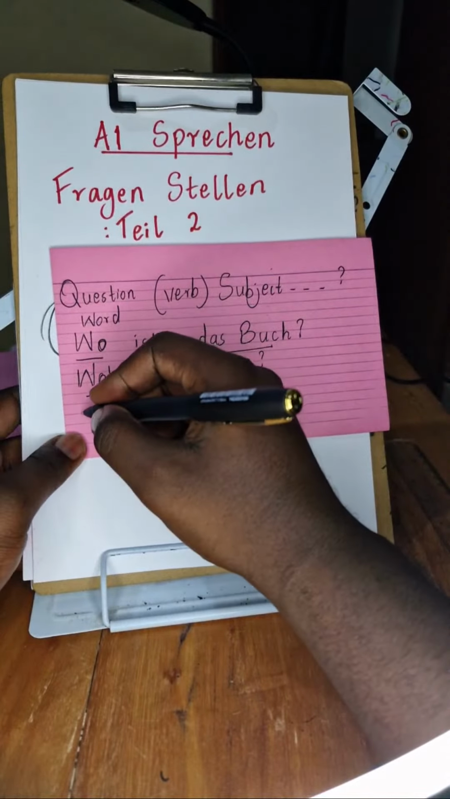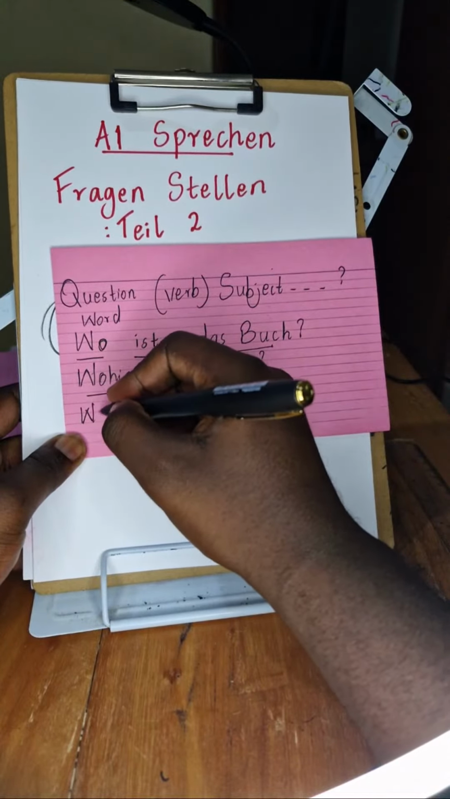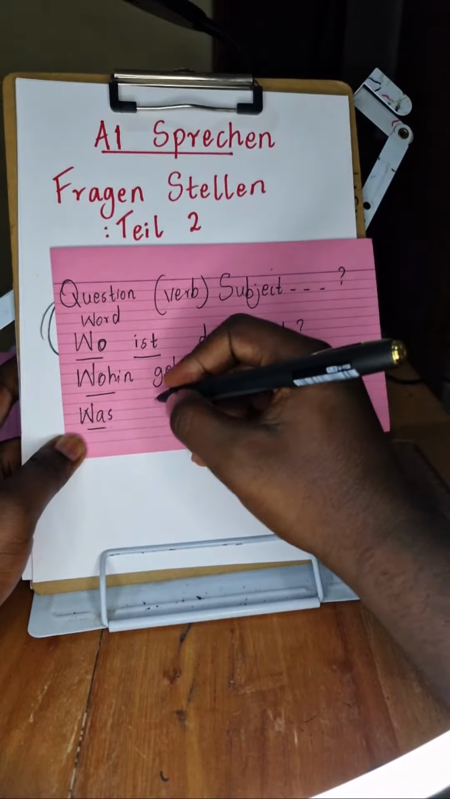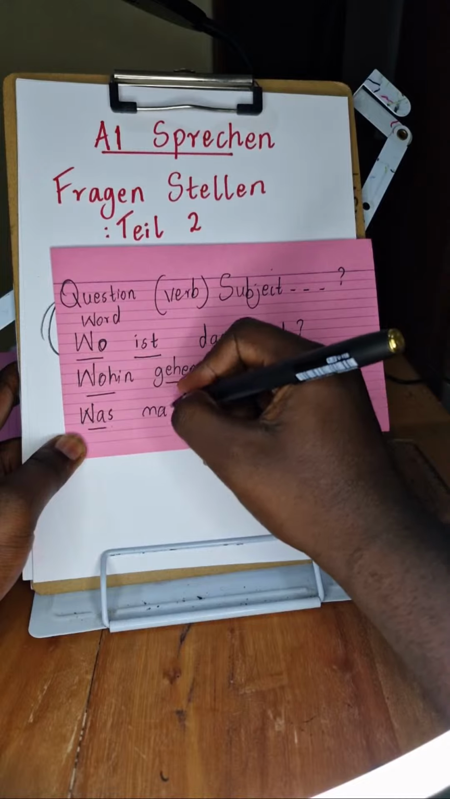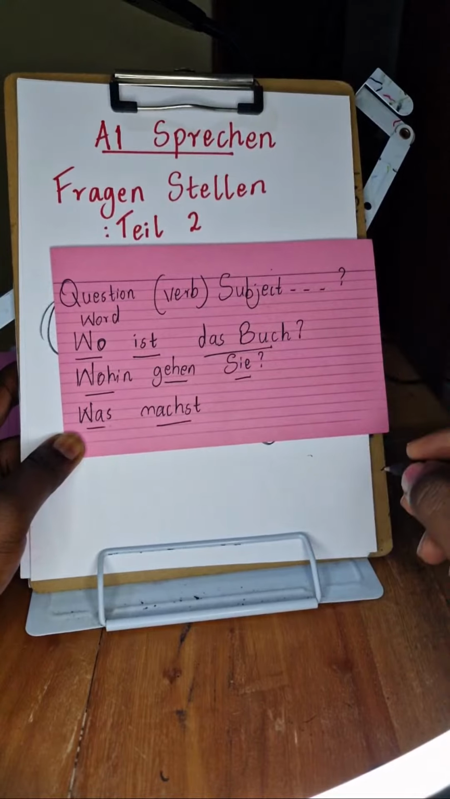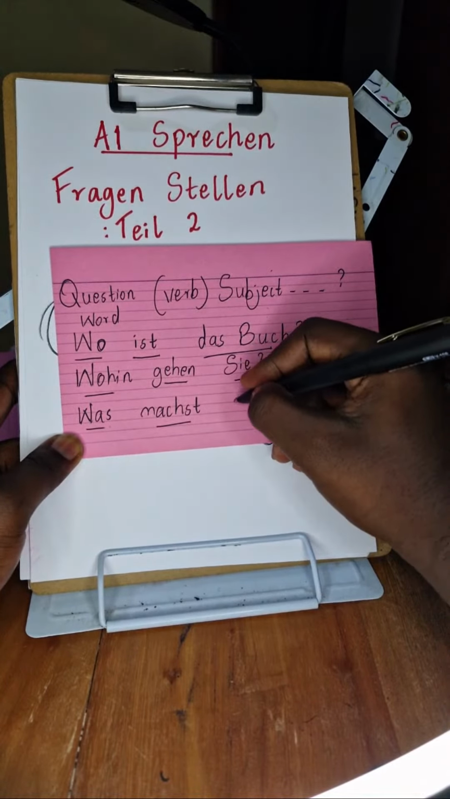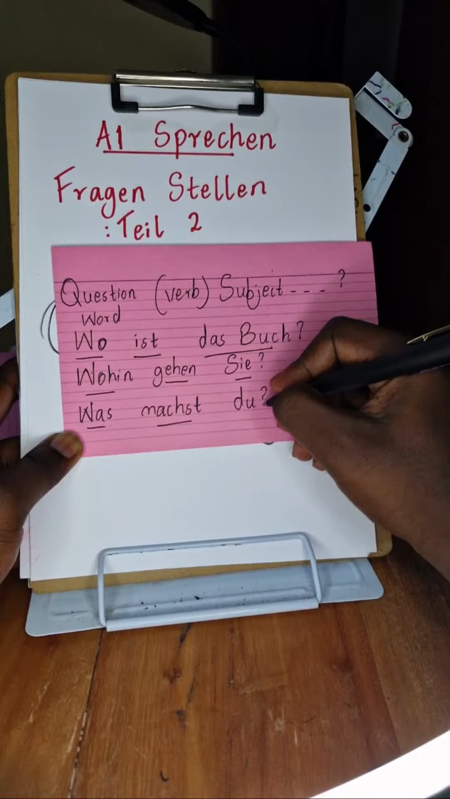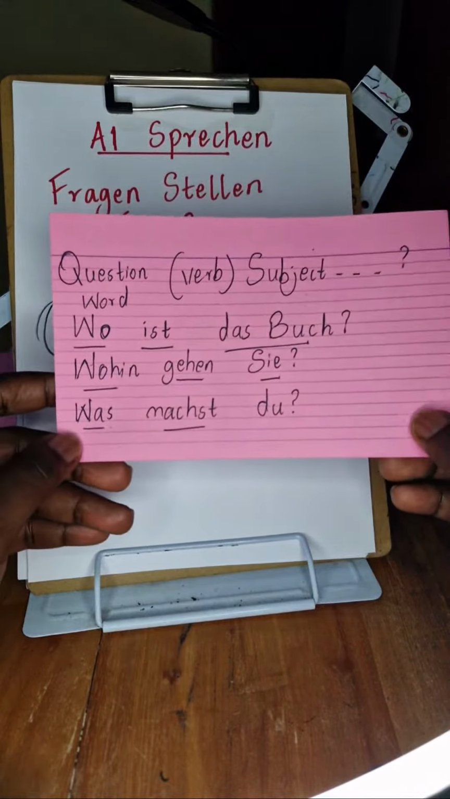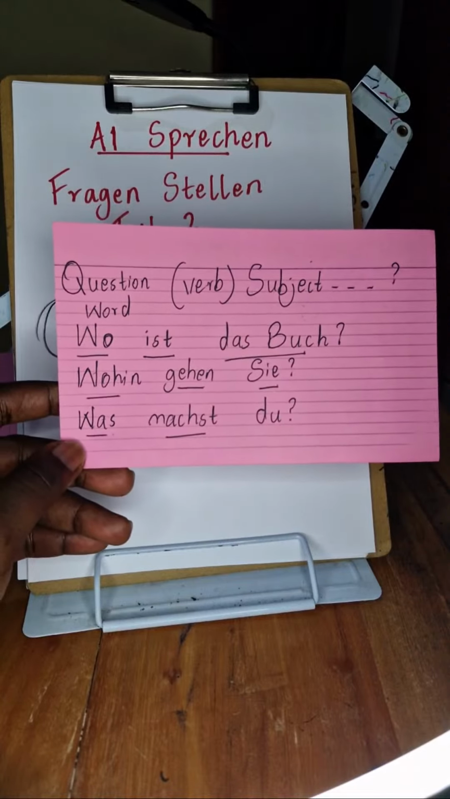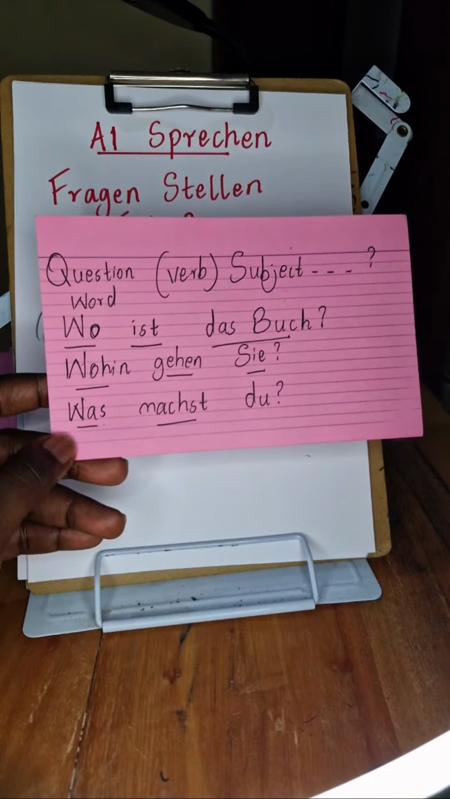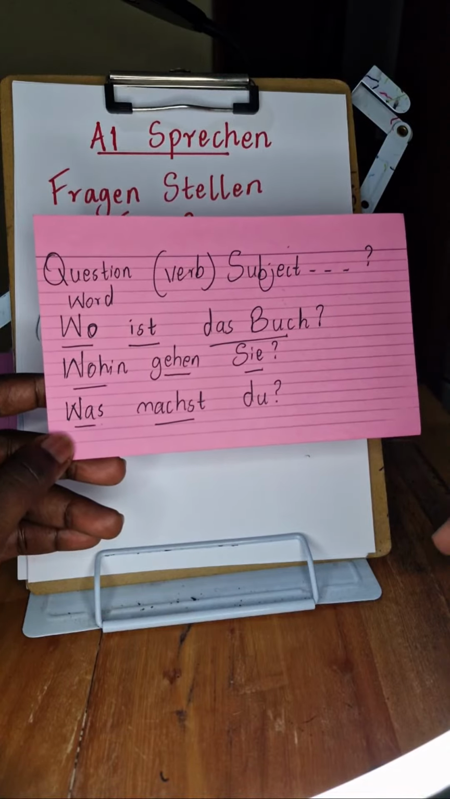So you ask with was. What are you doing? Was, question word, and then the verb, machst, and then the subject. Was machst du? What are you doing? Was machst du? Then as simple as by saying, ich koche. Ich koche oder ich kaufe ein Buch. Ich gehe in die Kirche, etc., etc.